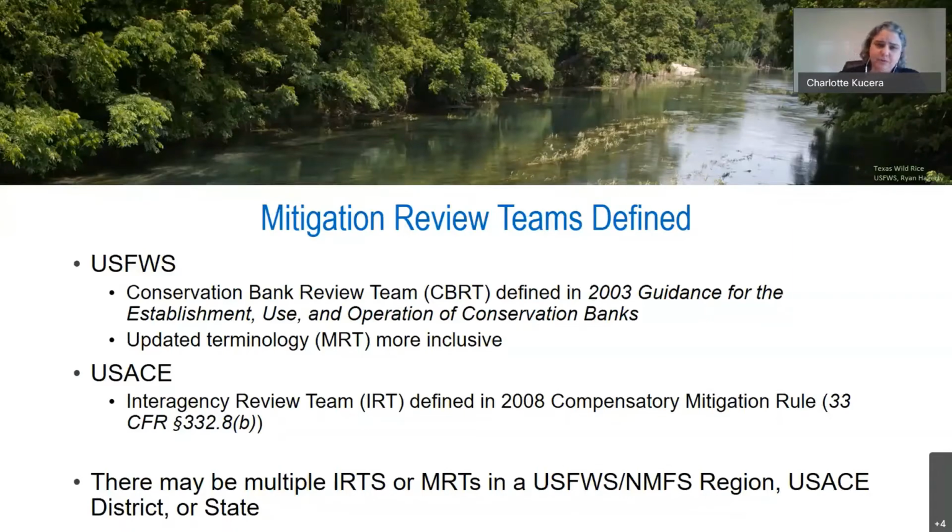There may be multiple interagency review teams or mitigation review teams, depending on how areas of responsibility are broken down by the regulatory agencies within your state or your region. For example, in Texas, where I work, there are 3 Fish and Wildlife Service offices, multiple sub-offices, and 4 Army Corps of Engineer districts.